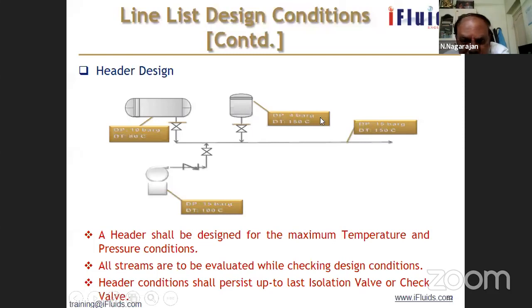This vessel has a design pressure of 4 bar gauge, but temperature is 150. Okay, you can see different conditions. So up to the valve, the particular equipment conditions will prevail. After that, it will increase. See the worst of these conditions: temperature 150 is the maximum here, and the pump is pumping at 15 bar gauge. So these two are the highest possible conditions. So the entire header will have a design pressure of 15 bar and a design temperature of 150 degrees centigrade. So this is how we determine the line design conditions.